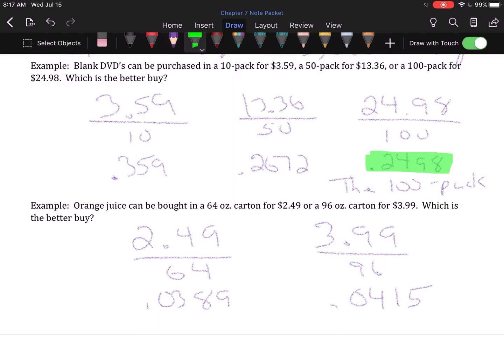Which one is better? Well, which one's smaller? Here it's actually the smaller container. The 64-ounce carton is only 3.8 cents per fluid ounce. The 96-ounce carton is 4.1 cents per fluid ounce. So the 64-ounce is better.